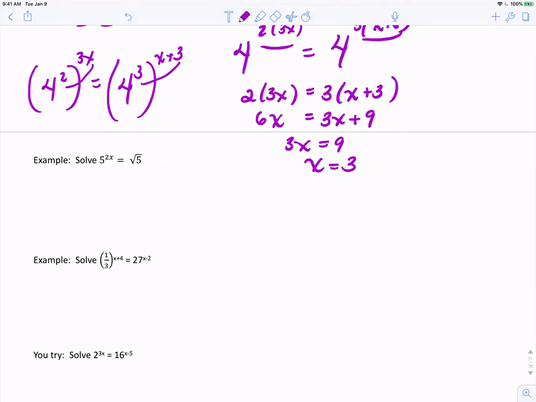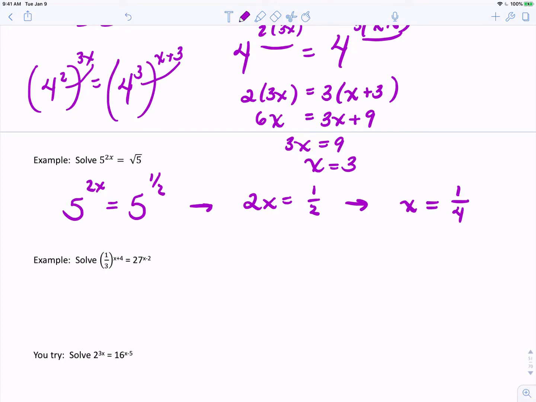A couple more examples, just to use exponents that we are maybe more hesitant with. Here we have 5 to the 2x is equal to the square root of 5. And we'd like to write these as having the same base. But remember, the square root of 5 can be written as 5 to the 1/2 power. So we have 5 to the 2x is equal to 5 to the 1/2. In other words, 2x is equal to 1/2. Dividing both sides by 2, or multiplying both sides by 1/2, we find that x would be equal to 1/4.